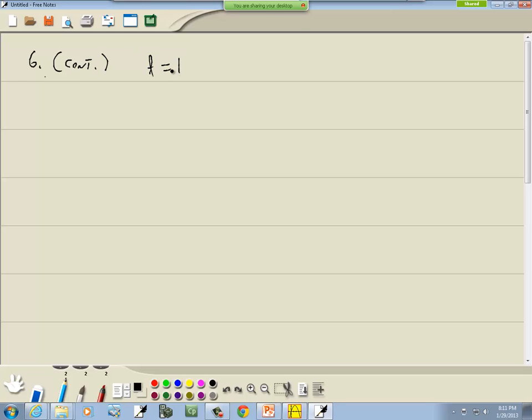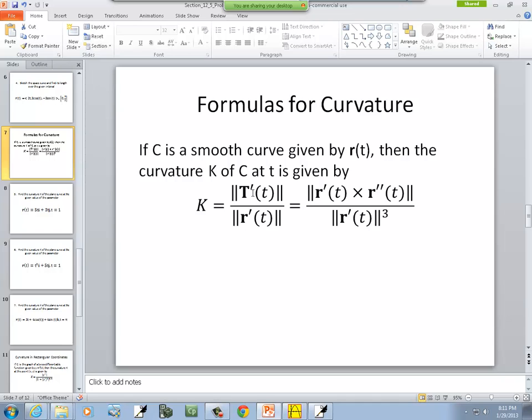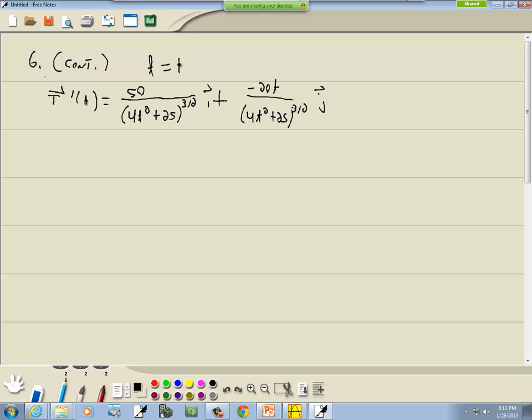Okay, remember our original is t equal to 1. And we just found that T prime is equal to 50 over (4t squared plus 25) to the 3/2 i, plus negative 20t over (4t squared plus 25) to the 3/2 j. Now I said we didn't need to actually simplify it because we're going to plug in. At this point we got our formula, don't we? We needed T prime, we came up with T prime. So I could have plugged in little t equal to 1 and simplified without simplifying first. But I just wanted to show the steps.